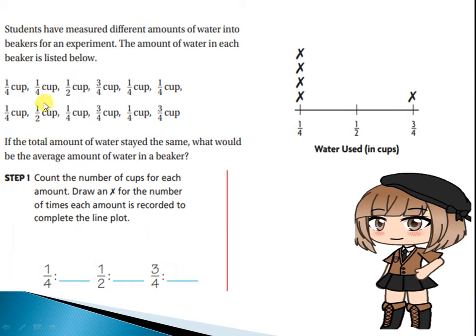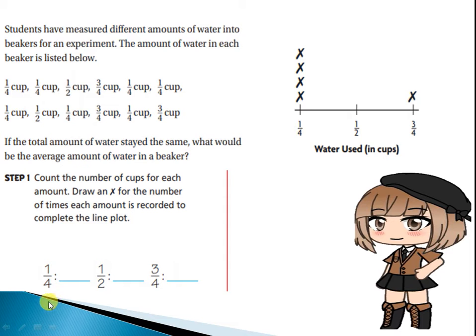So what does he need to get? If the total amount of water stayed the same, what would be the average amount of water in a beaker? So this is the question here. He wants the average amount. So again, we said the line plot is representing data by counting it and making crosses. So let's first count the data.